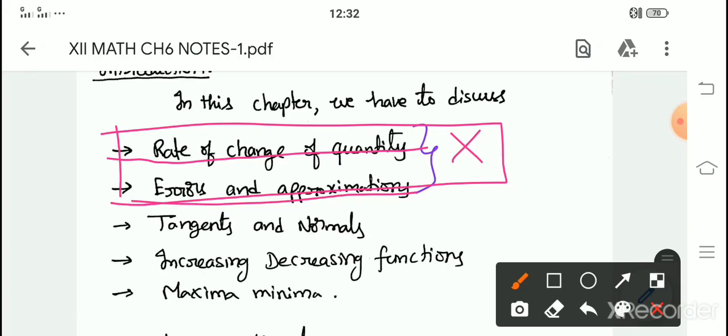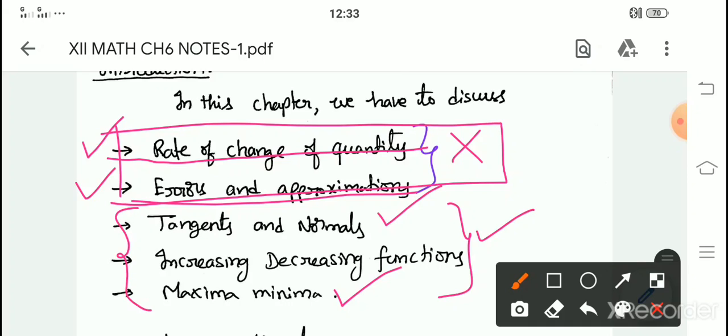If they give a revised syllabus again and put these topics back, I will discuss them. But right now I am not touching those 2 topics, which are rate of change of quantity and errors and approximations. I am touching only these 3 topics: tangents and normals, increasing decreasing functions, and maxima minima. In future, if CBSE revises the syllabus and adds these topics, I will discuss them separately. As of now, we have to discuss only tangents and normals, increasing decreasing functions, and maxima minima from this chapter.